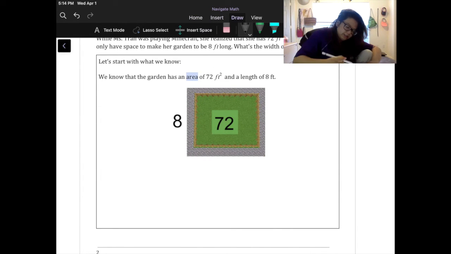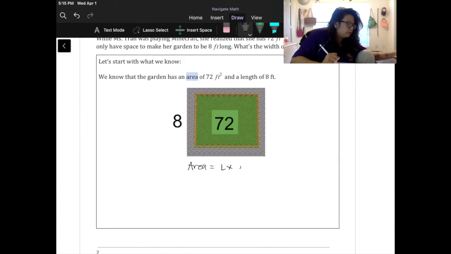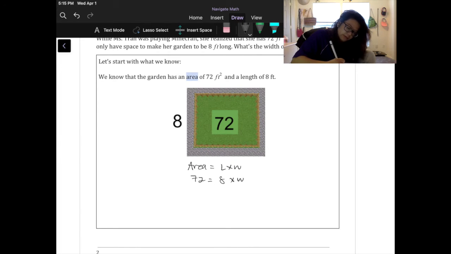We know that area is equal to length times width. We know the area, that's 72, and we know the length. So I'm going to plug those numbers into my equation. Now, I'm trying to solve for W.